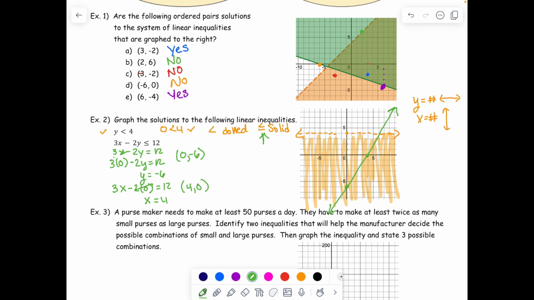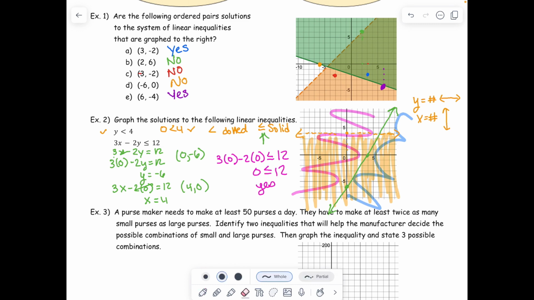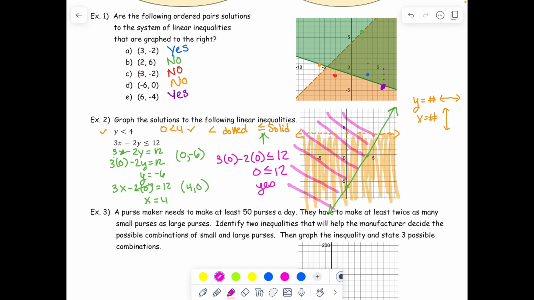And now I need to decide which half plane I'm going to shade. So what are the half planes? Well, you have a pink half plane on this side, and a blue half plane on the other side. You have to decide which one it is. I'm going to look at the pink one, and plug (0, 0) in. So 3 times 0 minus 2 times 0 is less than or equal to 12. Is 0 less than or equal to 12? Yes. So since that is true, we are going to be shading the pink portion. I'm going to shade it a little bit nicer than that.